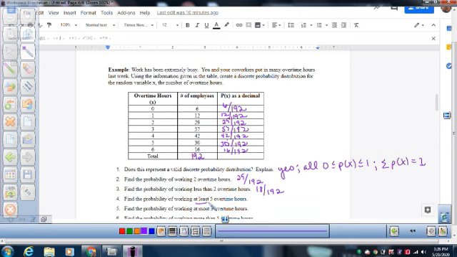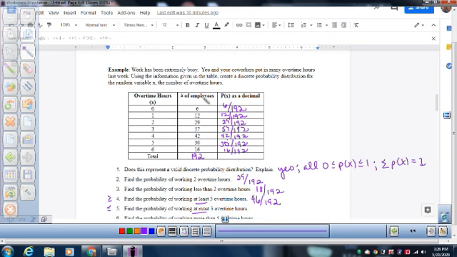So be careful with your at least and your at most. At least means 5 or more. So that would be 5 and 6 added together, which would be 46 out of 192. The probability of working at most 3. At most is going to indicate less than or equal to. At least indicates greater than or equal to. And that's important, especially in the next couple of sections.